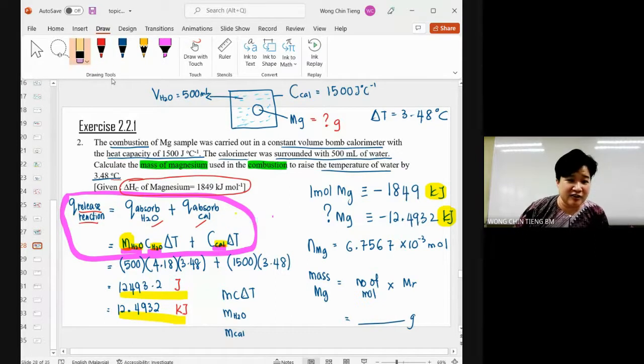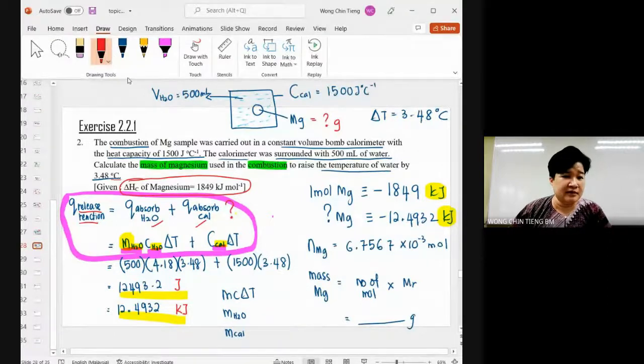Yang ni yang paling penting. That is actually the concept of your so-called calorimeter. Yang ni je konsep dia. Haba yang dibebaskan kena diserap oleh somebody. So kerja kamu satu je weh. Siapa yang serap haba saya? That's it. Okay?